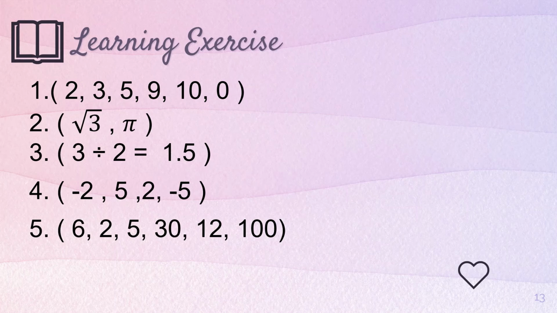Alright. I hope you already answered the questions, the learning exercise. So we're going to answer number 1. So number 1 is the numbers are 2, 3, 4, 5, 9, 10, and 0. So napapansin nyo, may 0 dito. Diba? So yung types of number na may 0 is a whole number. Diba? Kasama yung 0. How about this one? Square root of 3 and pi. Obviously, with a pi, the known irrational. So, the answer is irrational.